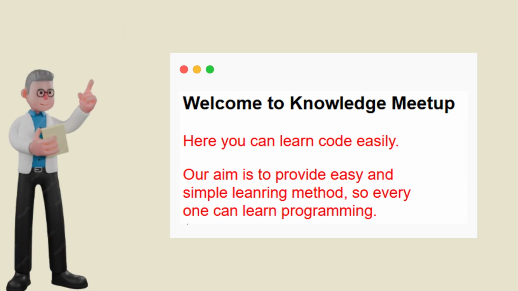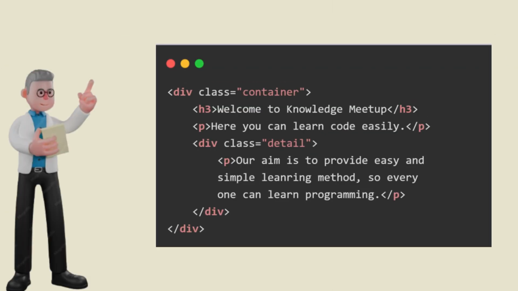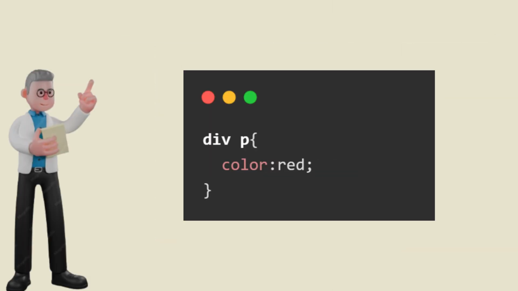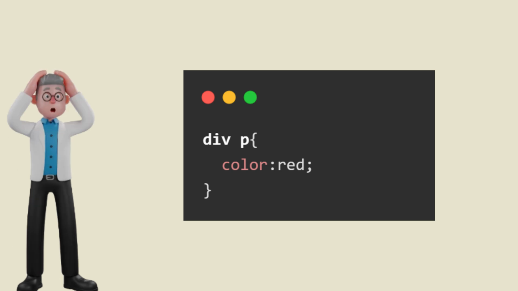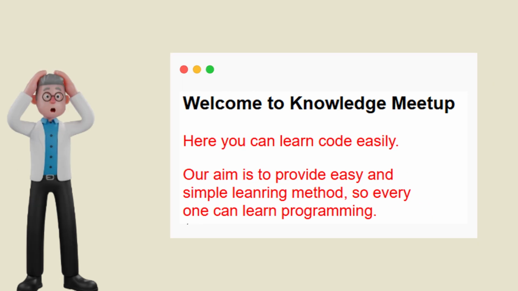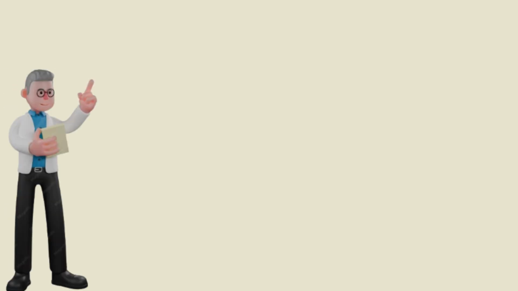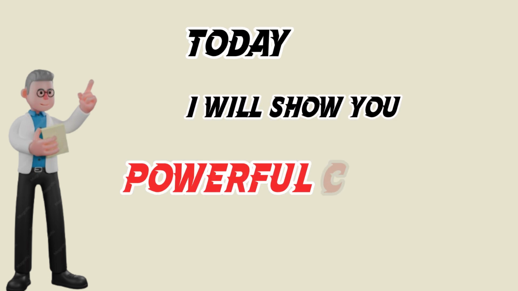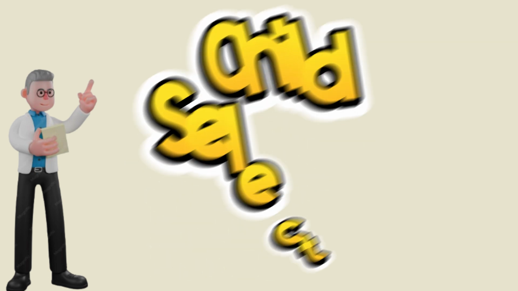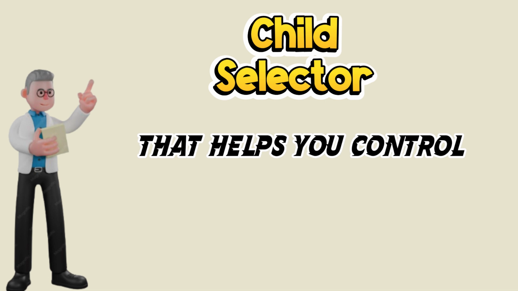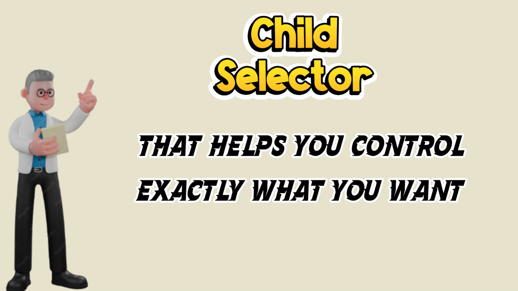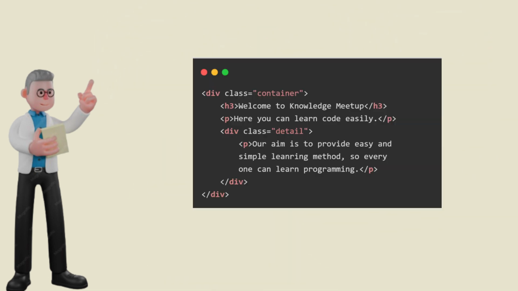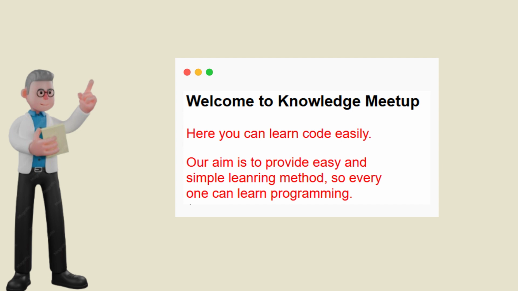Why is your CSS styling the wrong elements, even when your code looks correct? You write a simple style, but suddenly all elements change. Today, I shall show you a powerful CSS trick, the Child Selector, that helps you control exactly what you want. And don't worry, we'll learn it with super easy examples.